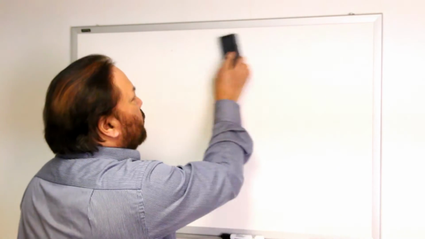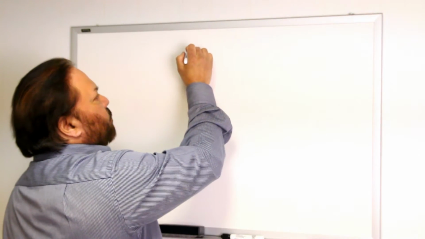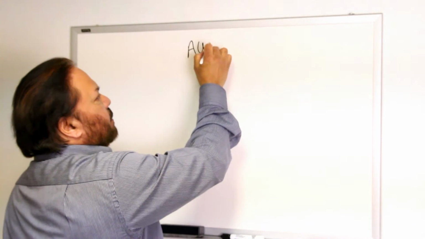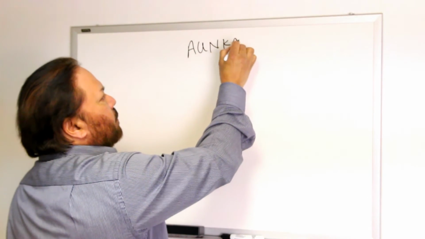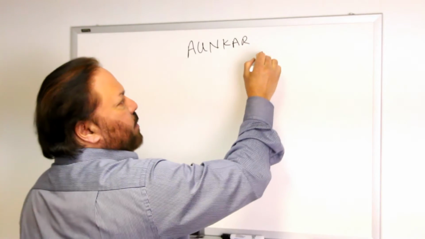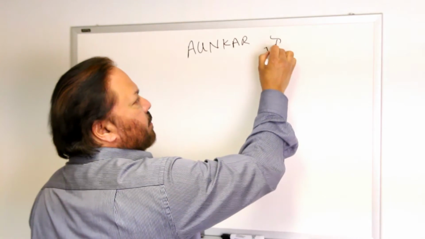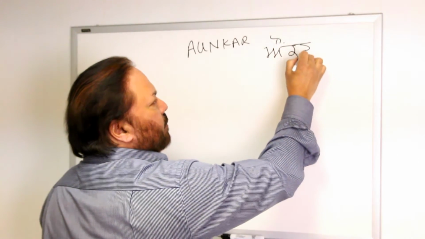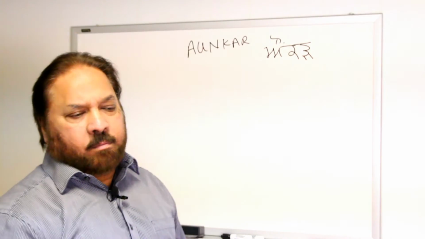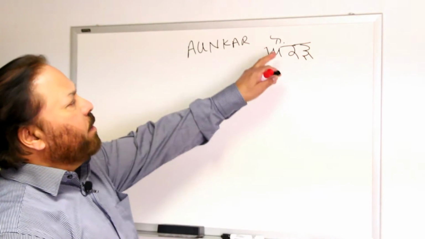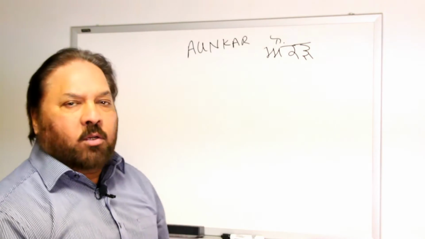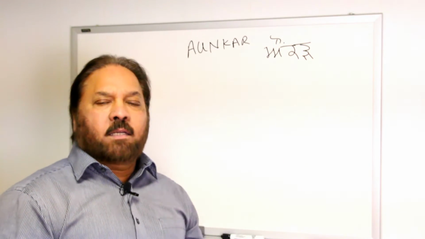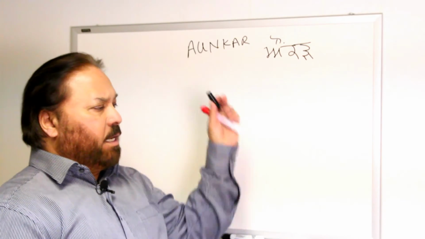So I will use another word where we will use AUNKAR, and I will write it down here again. AUNKAR is, and I will write it in Punjabi. We write it like this. AUNKAR. And probably you don't know this sign, but we will talk about this sign later on. I'm only writing it because it's written in English.